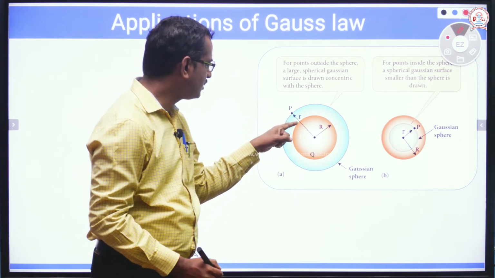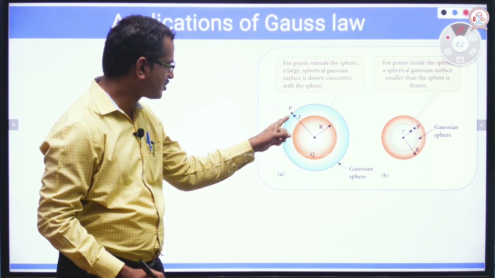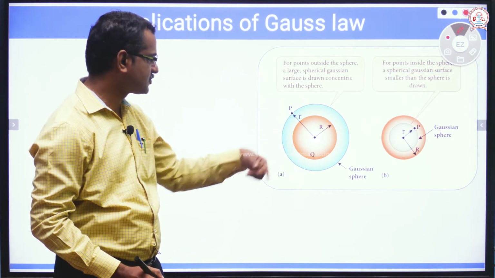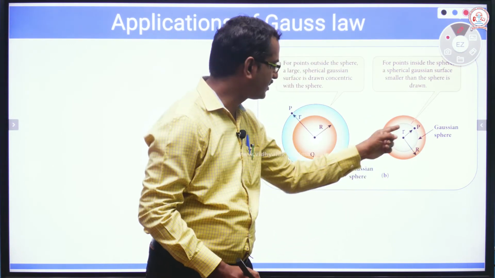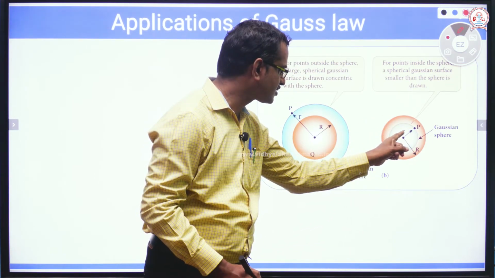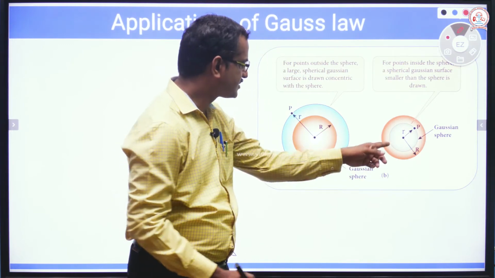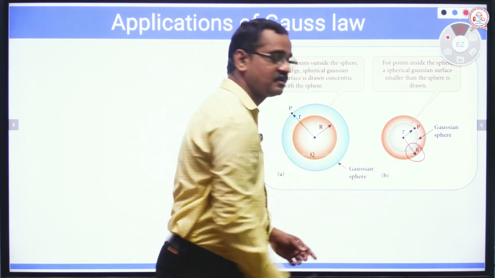Consider a point P outside the sphere at a distance r from the center of the sphere. And consider another point inside the sphere, which is at a distance r from the center of the sphere, where capital R is the radius of the sphere.